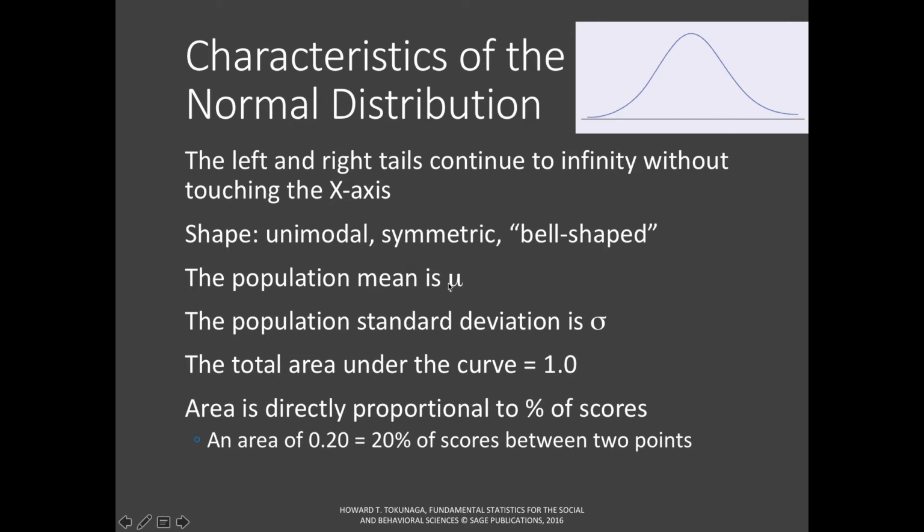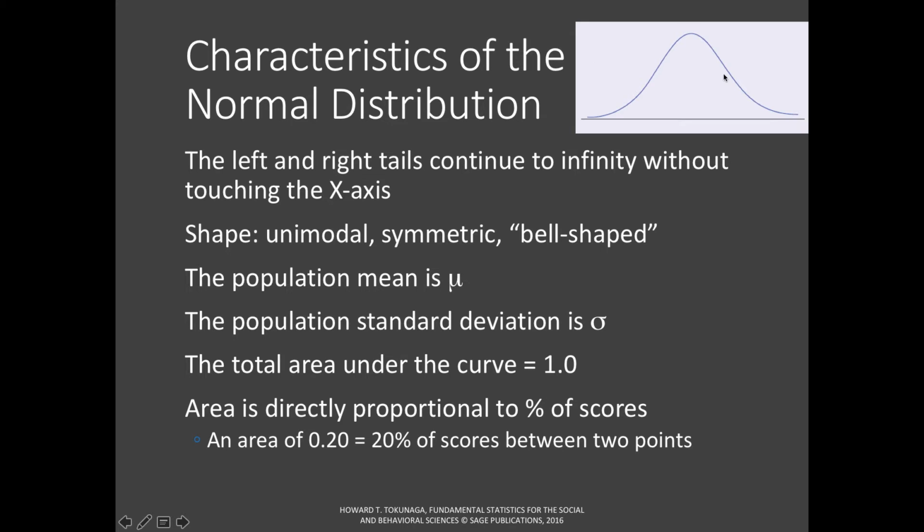The population mean is this funny-looking U shape (μ), which would be this value in the middle here, if you draw a straight line down from this middle value. The population standard deviation is this funny-looking O shape (σ), and that's just the standard deviation of the population.